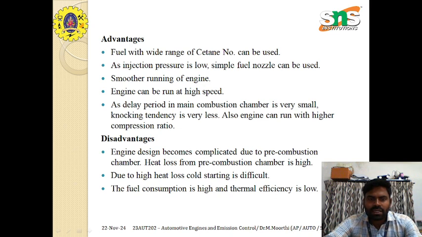So these are the different types of combustion chambers, each with its own advantages and disadvantages.